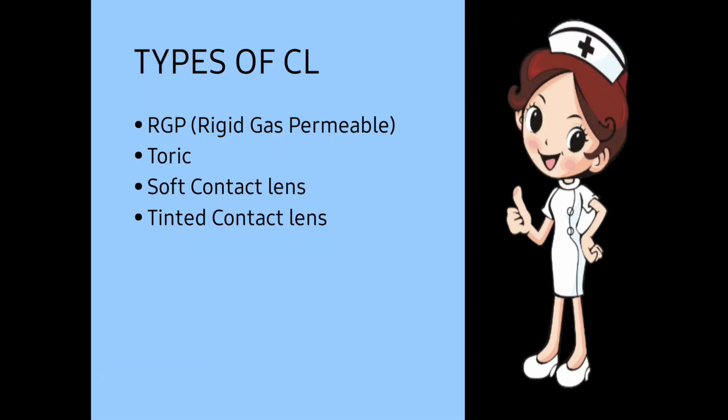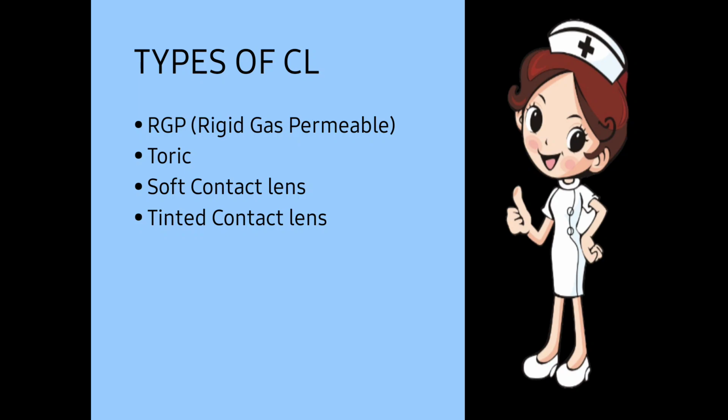Next one, types of contact lenses. Now we have different types of contact lenses. First one is the rigid gas permeable. Next one, toric contact lenses. Toric contact lenses are the cylindrical contact lenses. Okay, those who have cylindrical power can use the toric contact lenses, or a special type of contact lenses is made for them. Those are toric.